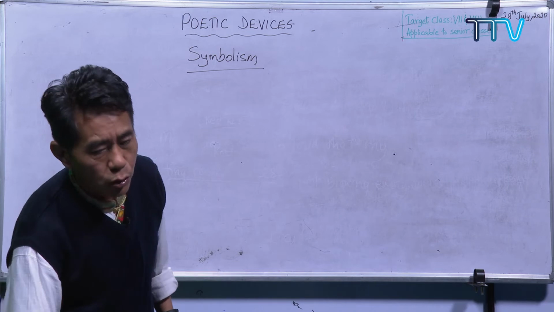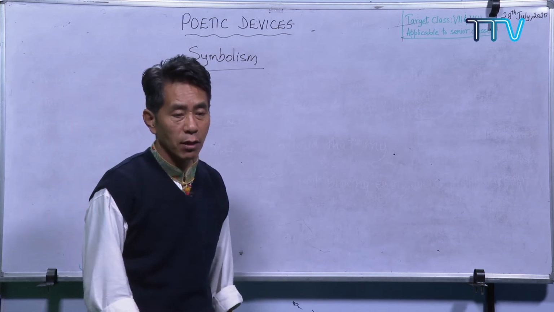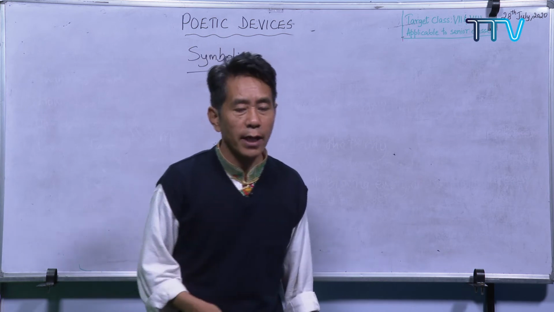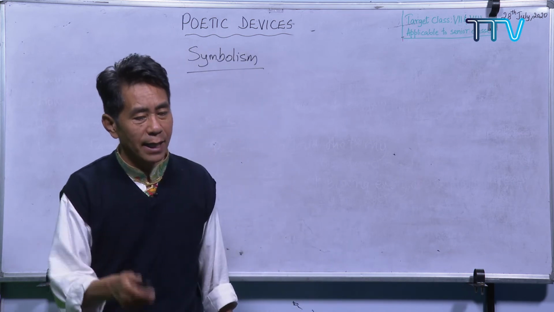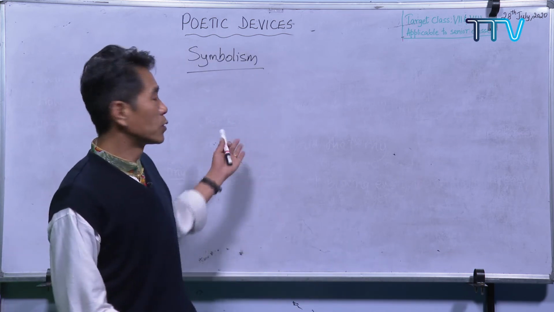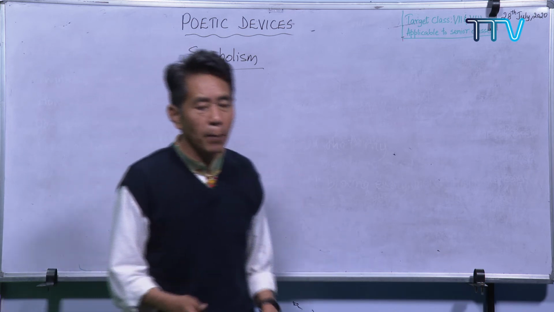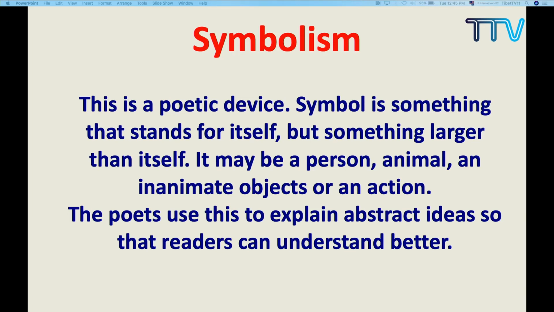Let us look at the definition of what symbolism is. Symbolism is a poetic device. A symbol is something that stands for itself, like I've told you, a rose. It has its own meaning, but it also stands for something larger than itself. It may be a person, an animal, an inanimate object or an action. The poet uses this to explain abstract ideas so that the reader can understand better.